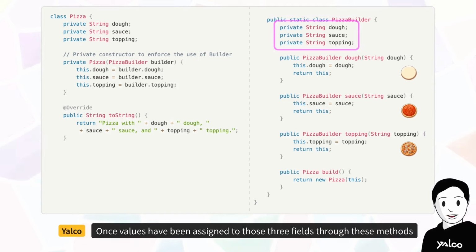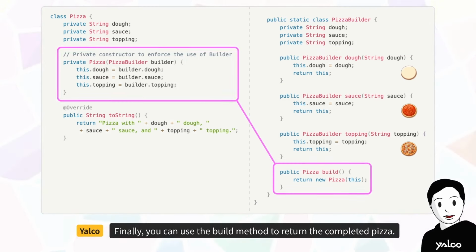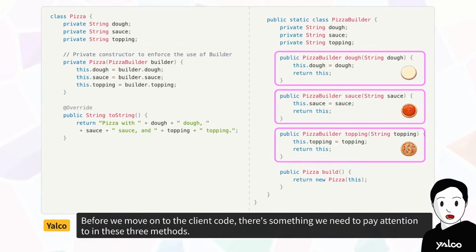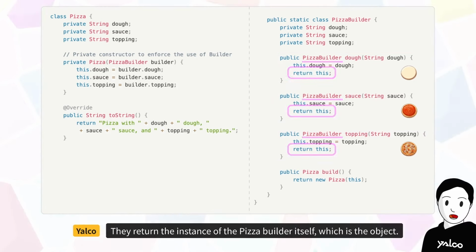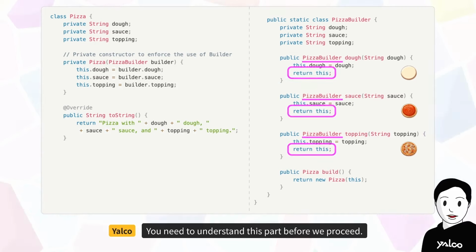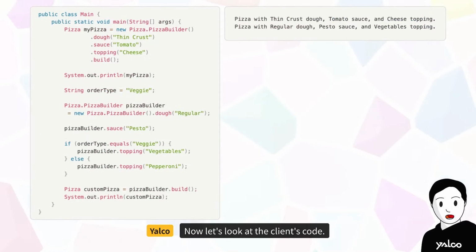Once values have been assigned to those three fields through these methods, finally, you can use the build method to return the completed pizza. Before we move on to the client code, there's something we need to pay attention to in these three methods. They return the instance of the Pizza Builder itself, which is the object. You need to understand this part before we proceed.